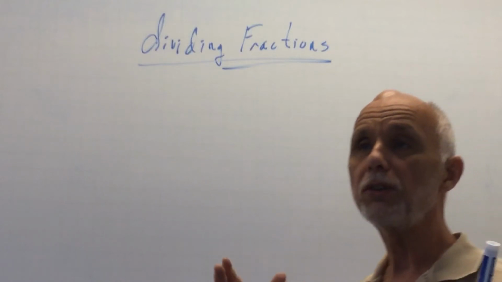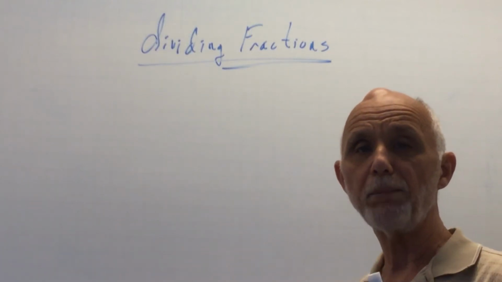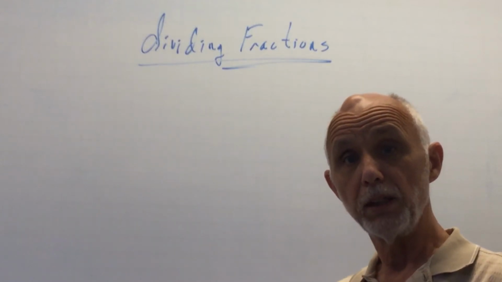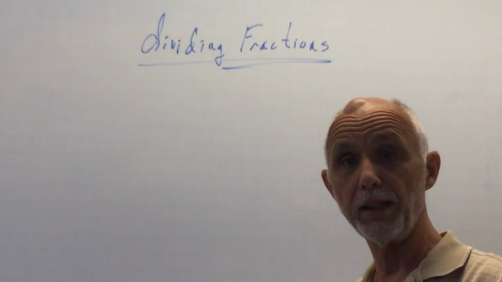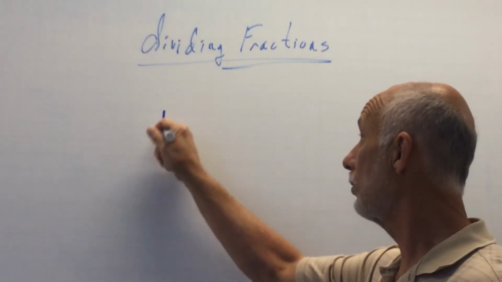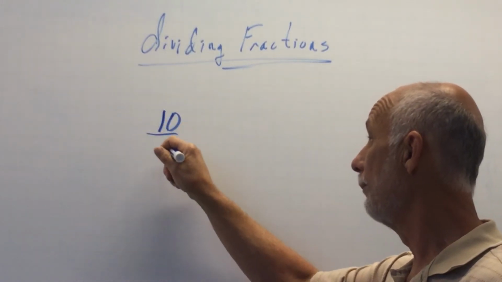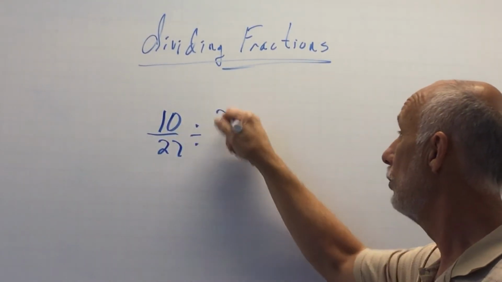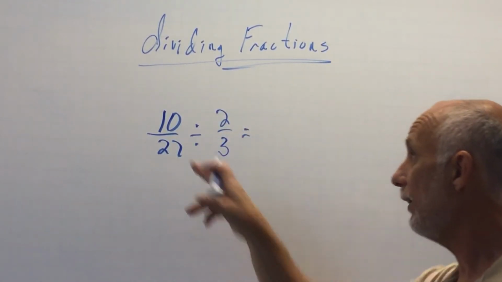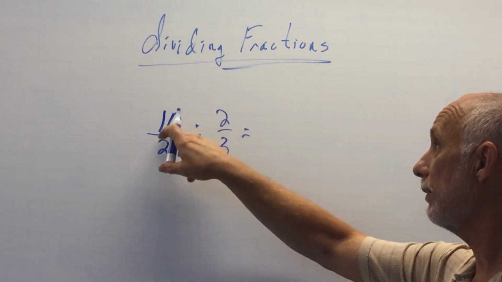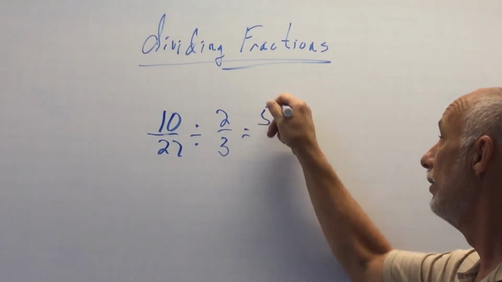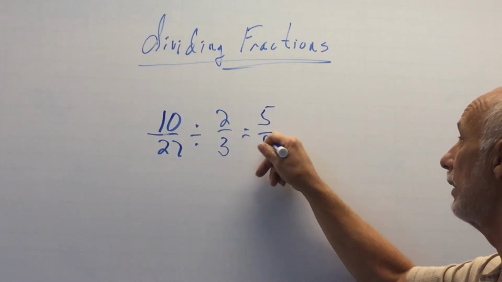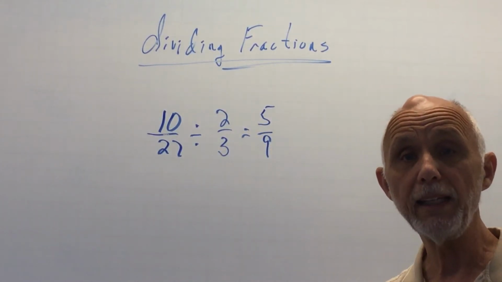Because you might say to me, Mr. Dew, why didn't they just do numerator divided by numerator, denominator divided by denominator? Because when you multiply fractions, it's numerator times numerator, denominator times denominator. And you know what? That works. If I had something like 10/27ths divided by 2/3. If I do numerator divided by numerator, 10 divided by 2, I get 5. If I do denominator divided by denominator, 27 divided by 3 is 9. And the honest truth is, that's my answer.